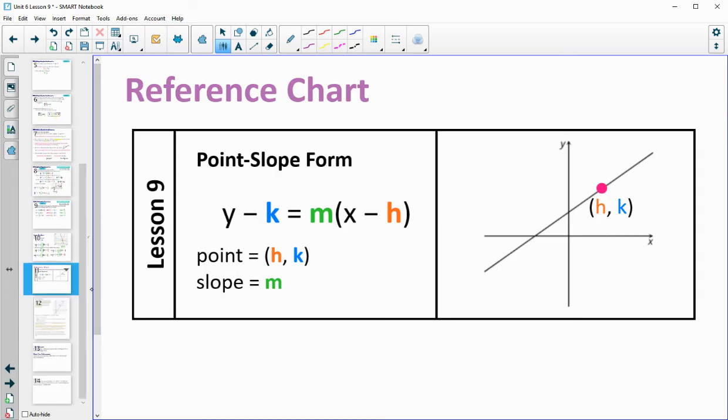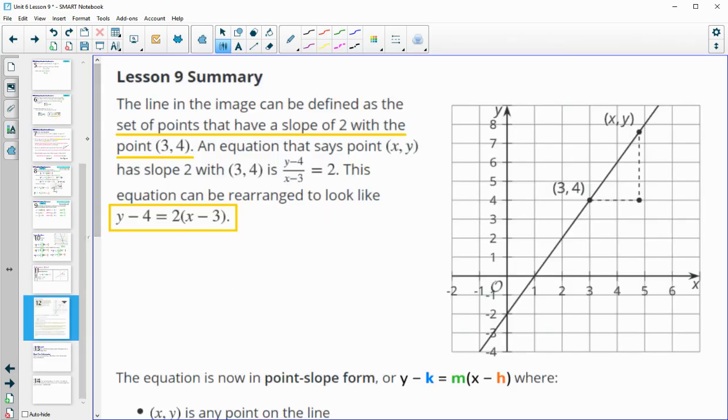All right, then this can go on your reference chart. So this is the point slope form. So remember, (h, k) is a point that we know is on the line. And then m is the slope of that line. And then here's your summary.